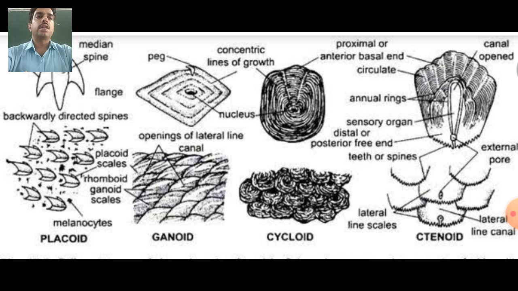Ganoid scales are characteristic of ganoid fishes, that is Chondrostei, which include Polypterus and Acipenser, and Holosteans, which include Lepisosteus. So these are often called ganoid fishes due to the presence of ganoid scales.